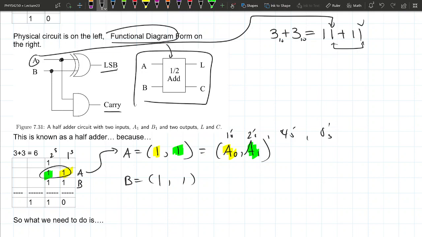So this is going to be B0, B1. This number here is A0, this is B0, this is A1, B1. If I put in A0 here and B0 here, and take the XOR between them, that should give me a 0 as the output, because XOR between 1, 1 is 0. And that is indeed what I get.